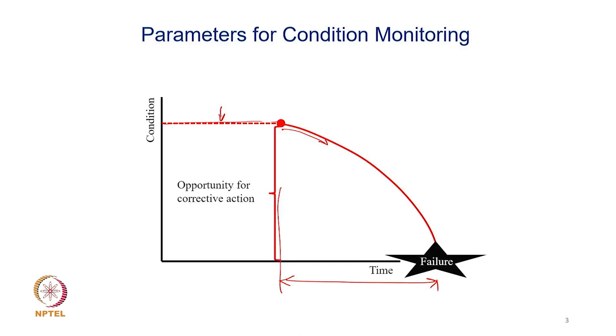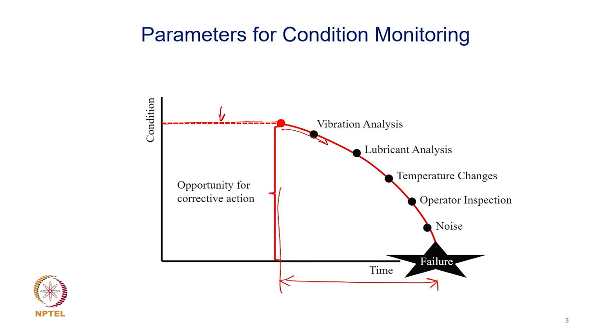So among the total time or opportunity for corrective action, if you rely on noise, it may be too late to figure out the damage. The noise starts emanating generally a little later in the progression of the damage, compared to other parameters such as visual inspection, temperature changes, and maybe lubricant analysis for wear debris particles or lubricant quality. But it has been observed that vibration is a parameter that gives you an early warning symptom of any change in the condition of the equipment, long before temperature shows up or long before the noise starts giving its indication. So in general, vibration as a parameter is an important one to track the condition of the equipment.